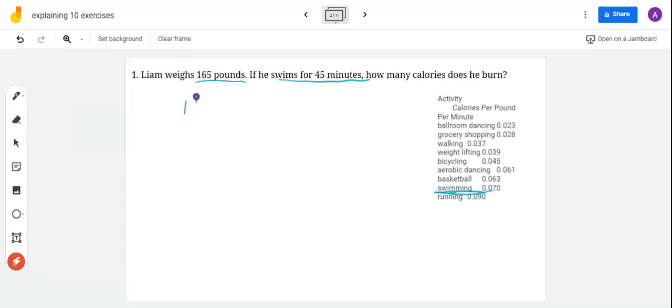So it would be 165 times 45 times our scale factor, which is 0.070. Okay, so let's see here. Those all mixed together would equal up to 519.75.